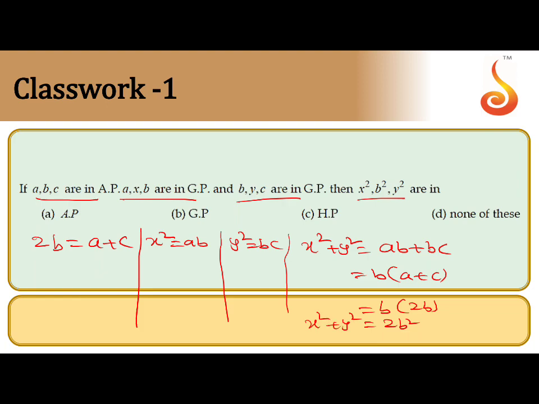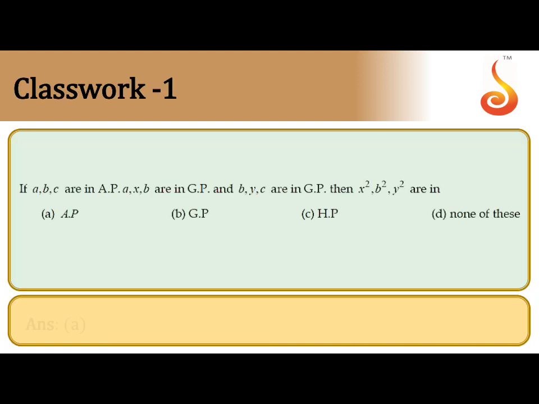So what can you say from here? x square, b square, y square are in AP. So the condition is in the form of x square plus y square equals 2b square. Here 2b equals a plus c, you call it a, b, c in AP. So x square plus y square equals 2b square, you call it x square, b square, y square in AP. So A is the correct answer. I hope you understand. Check the answer, correct or wrong. So A is the correct answer.